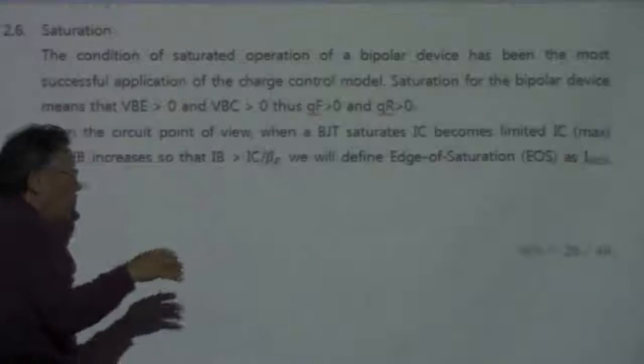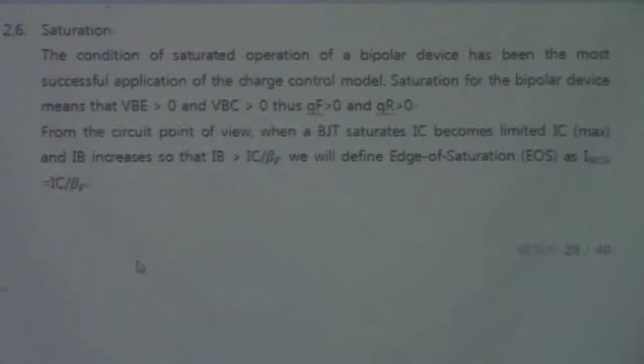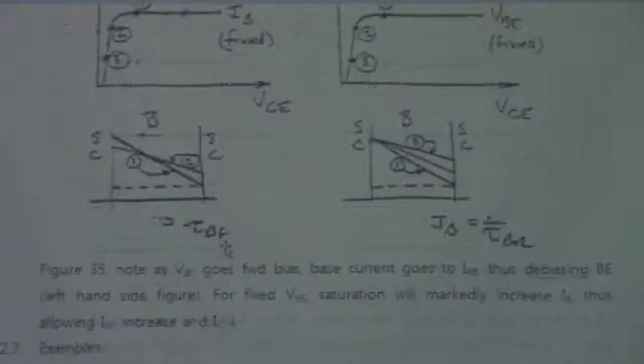If you cannot have that relation between base current and collector current anymore, then we call that voltage the edge of the saturation. For example, I have given you the example.